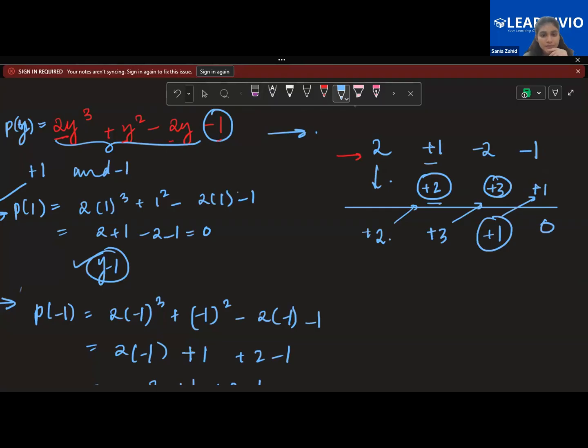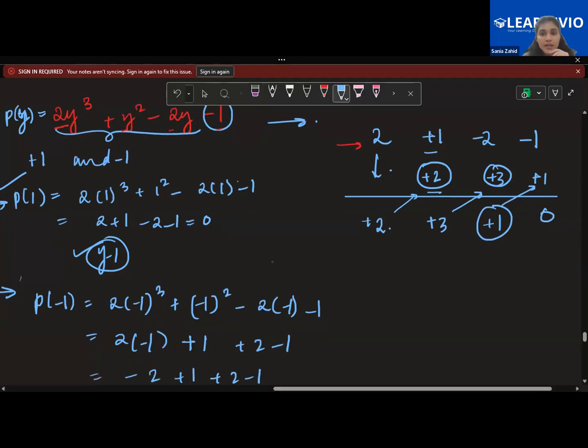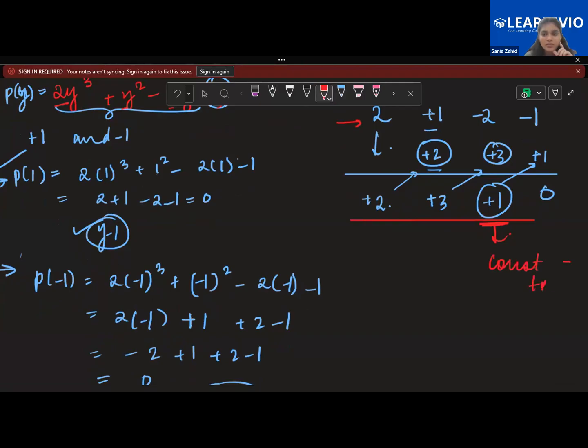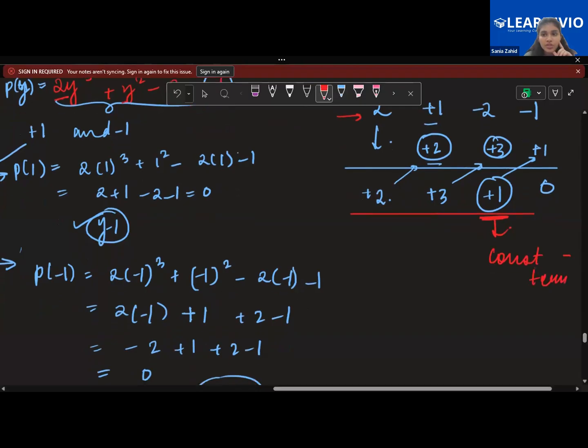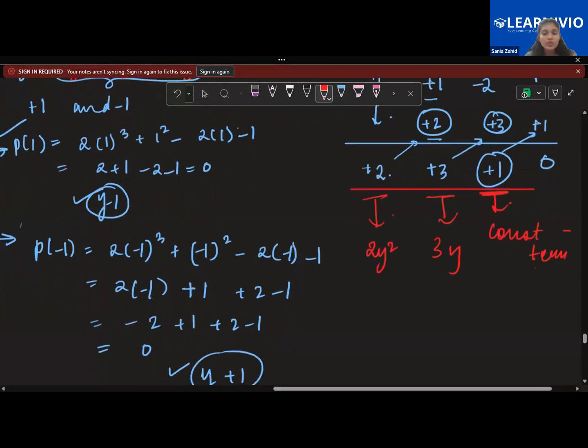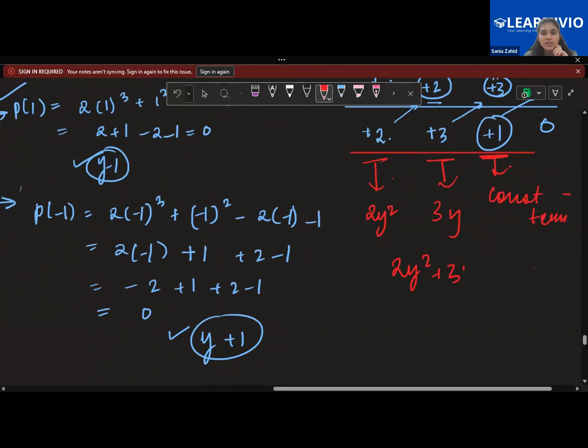Now children, see, this had a coefficient of y cube, but you are writing y square. Why is that so? You wrote 2y square, 3y plus 1. Okay, children. Now we will make this the constant term. This is the constant term. Here you will write the coefficient of y, and here the coefficient of y square. So you have a new expression with you, 2y square plus 3y plus 1.